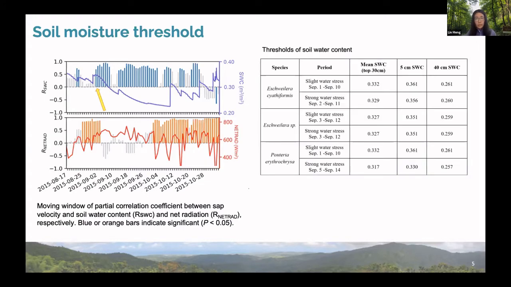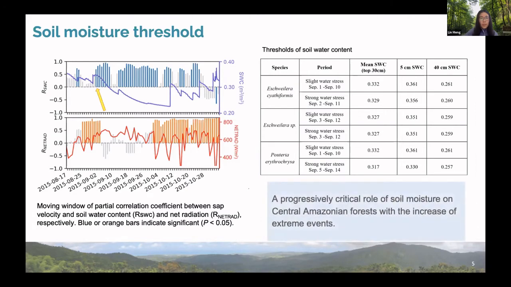Based on these findings, we identify a soil moisture threshold. This threshold is the soil moisture during the first period when we start to see this consistent and lasting water control. The threshold ranges from 0.31 to 0.33 across tree species. This study suggests a progressively critical role of soil moisture in a drier future. This could happen in central Amazon, and any other places that we previously thought have plenty of water. This soil moisture threshold provides us a critical benchmark to test and improve models for future land-atmosphere exchange in Amazon.